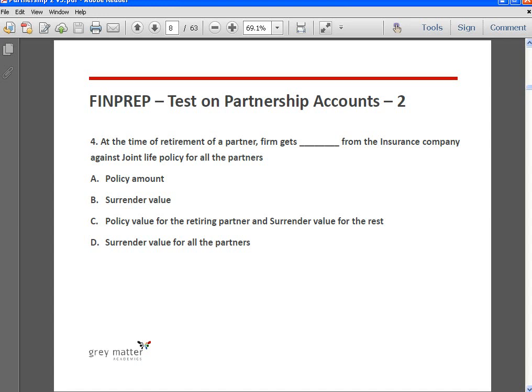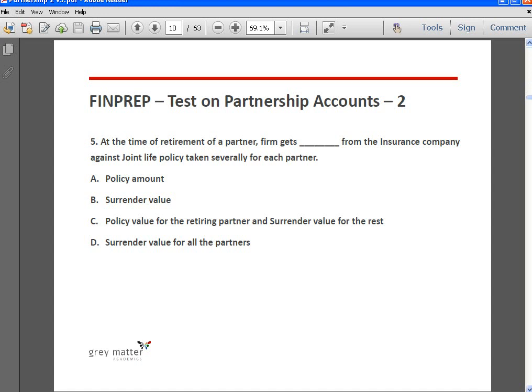At the time of retirement of a firm, the firm gets dash from the insurance company against the joint life policy for all the partners. Okay, so when a partner retires, the JLP is surrendered. A joint life policy will mature only at the expiry of the term of the policy or on the happening of the event, which is the death of any one of the partners. In that case, the firm will get the policy value. But when a joint life policy is existing and one of the partners retires, then the firm will get the surrender value from the insurance company, right?